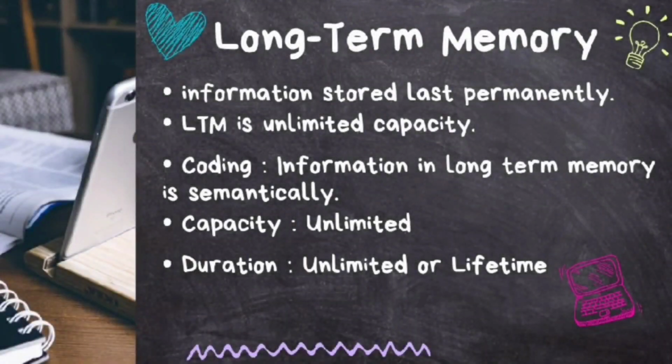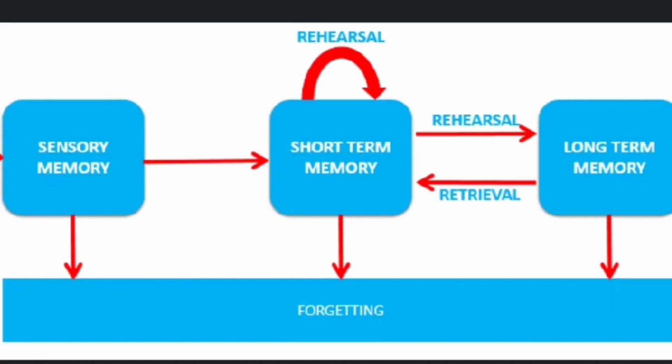Long-term memory. When we say long-term memory, the information stored may last permanently, and long-term memory may be unlimited in the amount of information it can contain. Information comes into long-term memory from short-term memory via rehearsal, and in order to use information in long-term memory, it needs to be passed back to short-term memory via retrieval. Basically, as said earlier, there are two kinds of rehearsal, maintenance rehearsal and elaborative rehearsal. Elaborative rehearsal is a major contribution to transferring information into long-term memory.